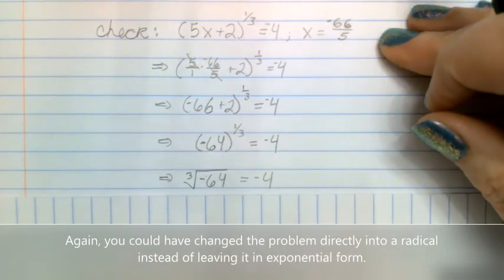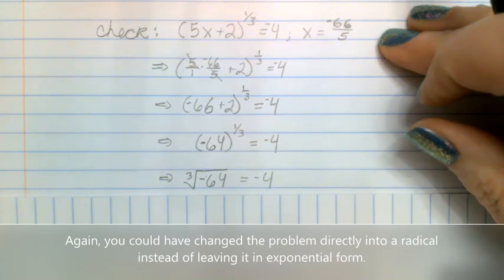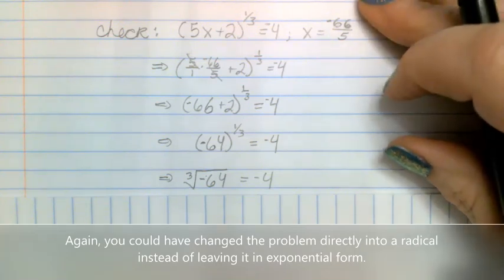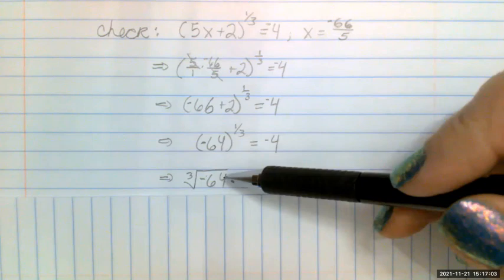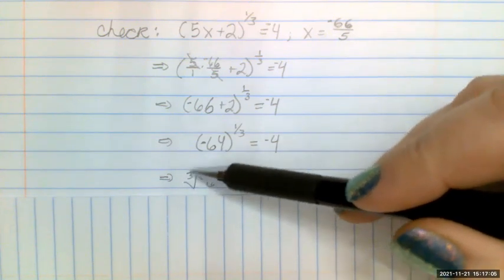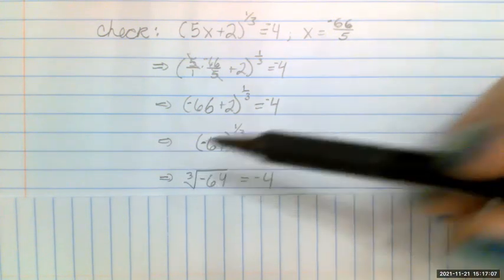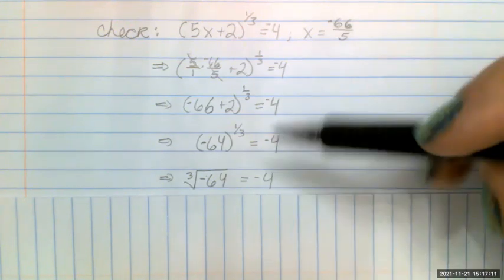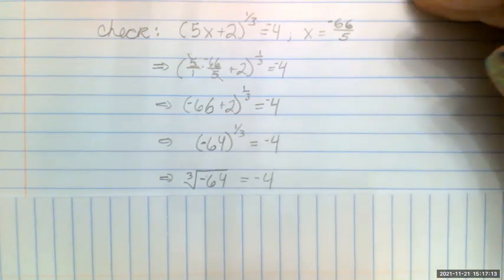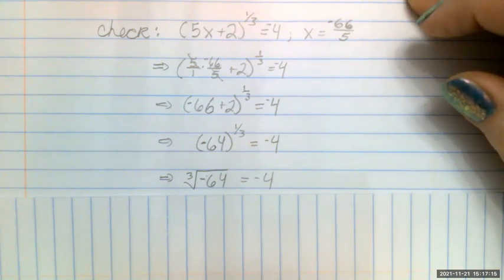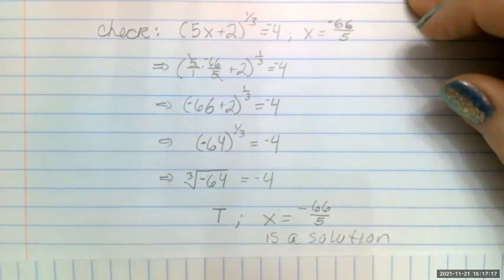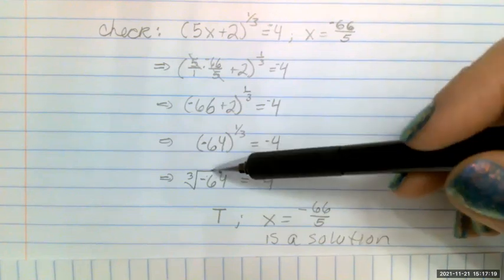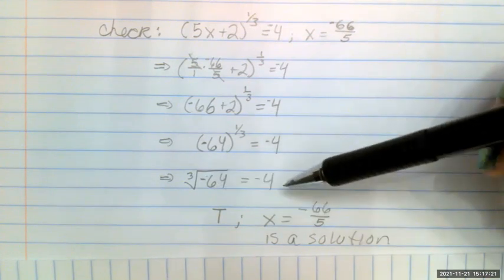You can change it to radical form. What is the cube root of negative 64? Now, please understand this is an odd root. Odd roots means I can have negatives underneath there, so this is fine. It's the even roots that you cannot have a negative under the radical. The cube root of negative 64 is negative 4.